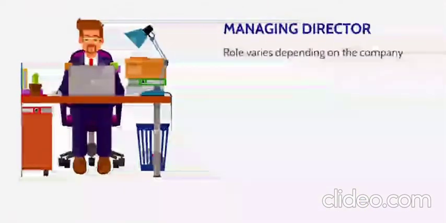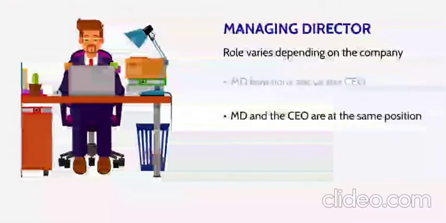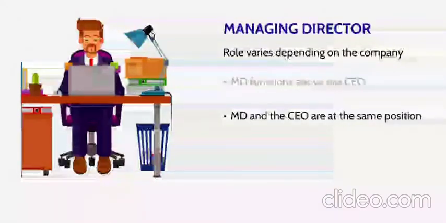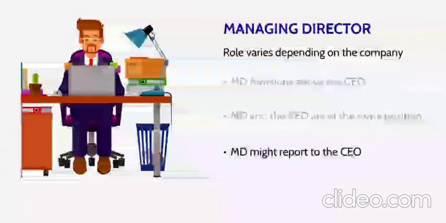On the other hand, a managing director's role varies depending on the company. In some cases, the MD functions above the CEO. In other cases, the MD and the CEO are at the same position and can also be the same person. And in yet other cases, the MD might report to the CEO. They might also report to, or be part of the board of directors.